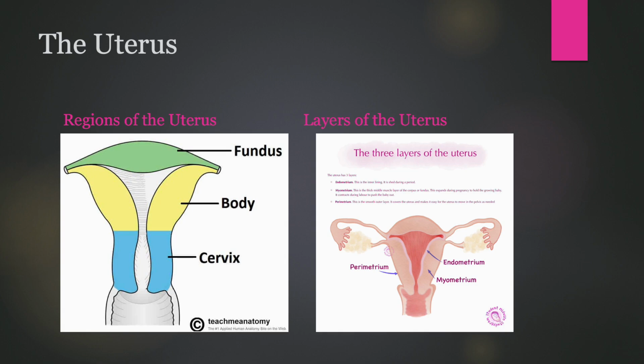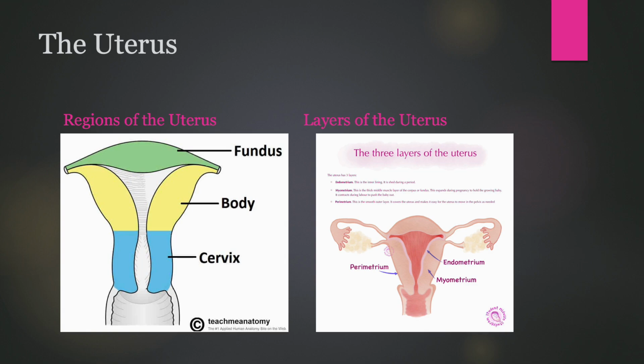Now, let's talk about the uterus for just a moment. Let's go over the regions of the uterus first. So we have the fundus, the body, and the cervix. In the photo on the left-hand side, it shows the fundus highlighted in green. So the fundus is the top portion of the uterus. And then we have the body highlighted in yellow, which is the middle portion of the uterus. And then on the bottom, we have the cervix, which is highlighted in blue. So that is the bottom portion of the uterus.